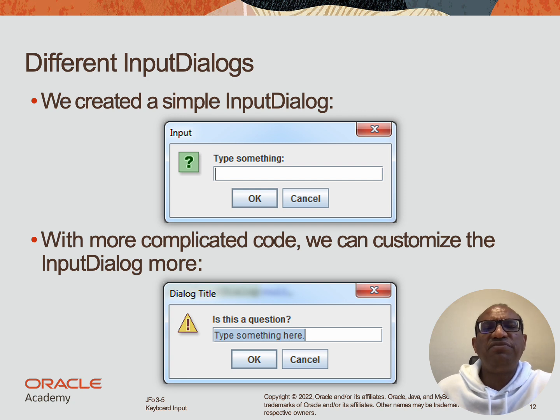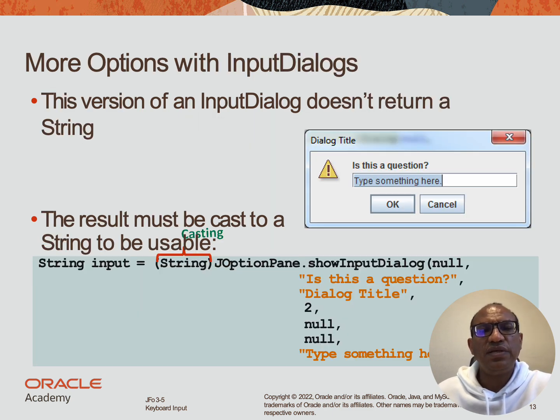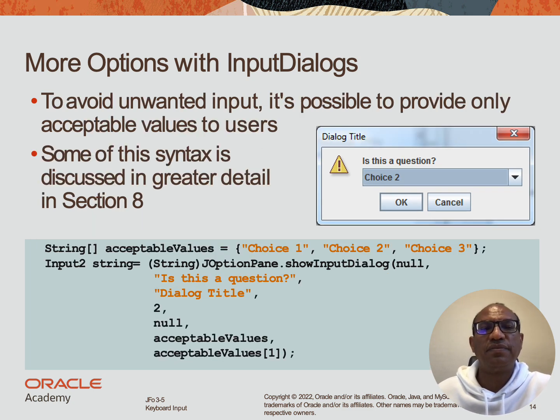There are more advanced versions of input dialogs. You can customize the title, the text, and behavior to suit your needs. Some dialog boxes don't return a string directly. You may need to cast the result to use it in your code properly. You can also restrict user input by providing a list of acceptable values in the dialog. This reduces errors and makes choices clearer.